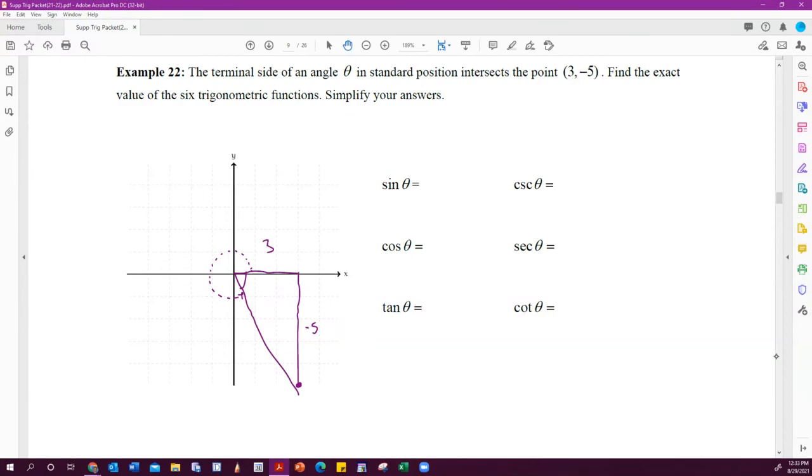Notice that we can figure out the third side of this triangle by the Pythagorean theorem. 3 squared plus negative 5 squared equals 34. So this must be radical 34. And therefore, the sine of this angle is opposite over hypotenuse. The cosine is the adjacent over the hypotenuse. And the tangent is the opposite over the adjacent. To get these other angles, we just take reciprocals. Rad 34 over 5, that one's negative. Rad 34 over 3, and then negative 3/5.